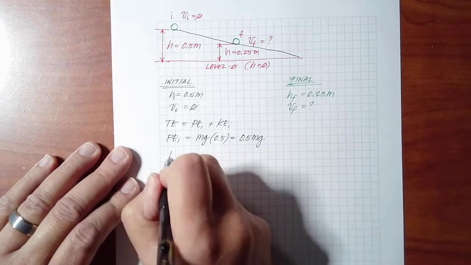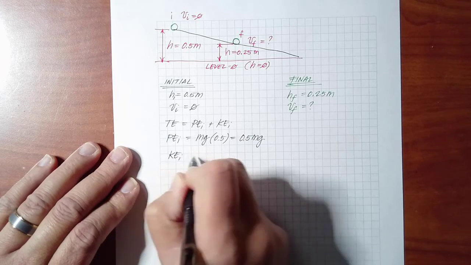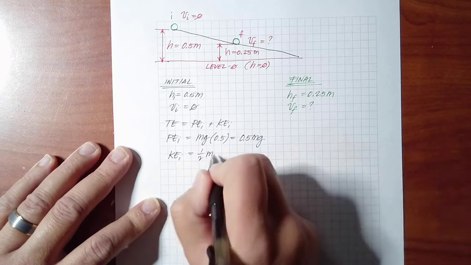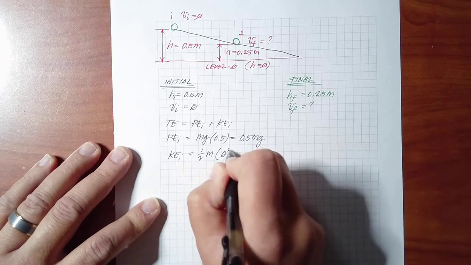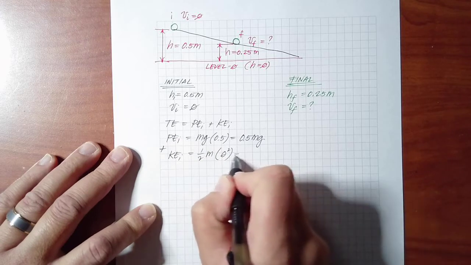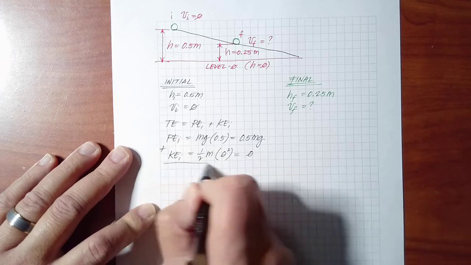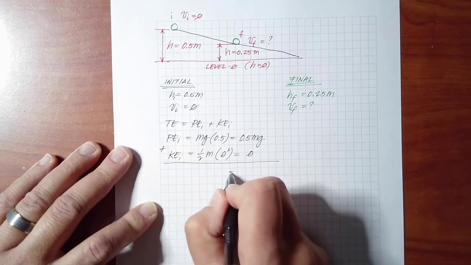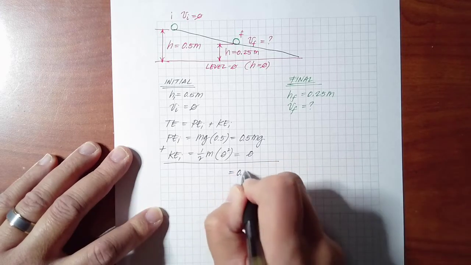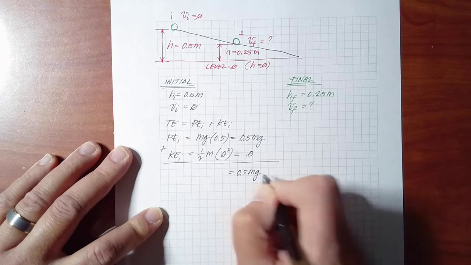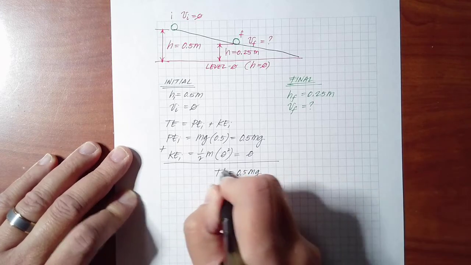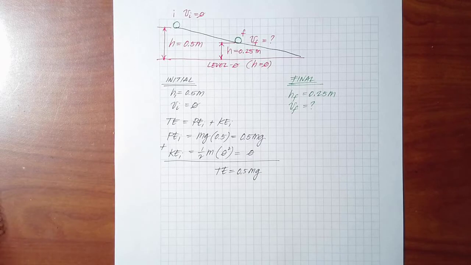While the kinetic energy initial is 1/2 m v_i squared, which is 0 squared. So we have to add these two together, which is equivalent to 0.5 meters, or mg, which is mass times the acceleration due to gravity. That is your total energy in the initial state.